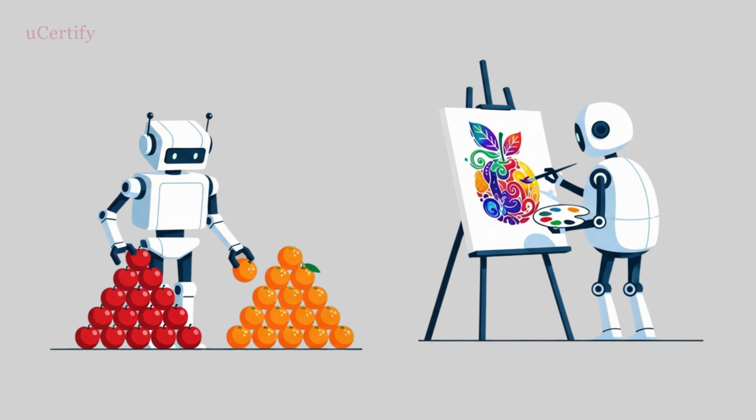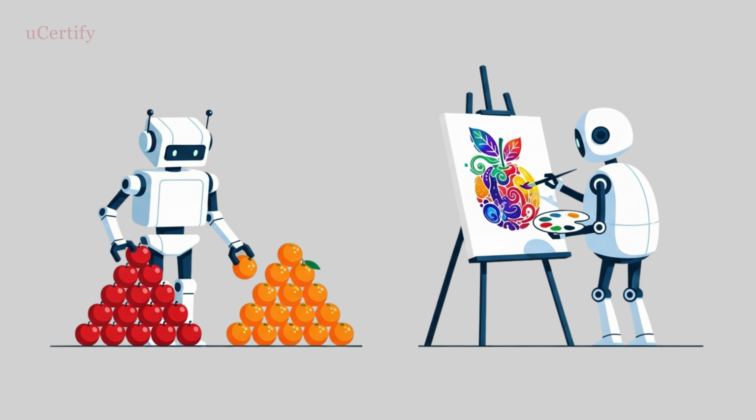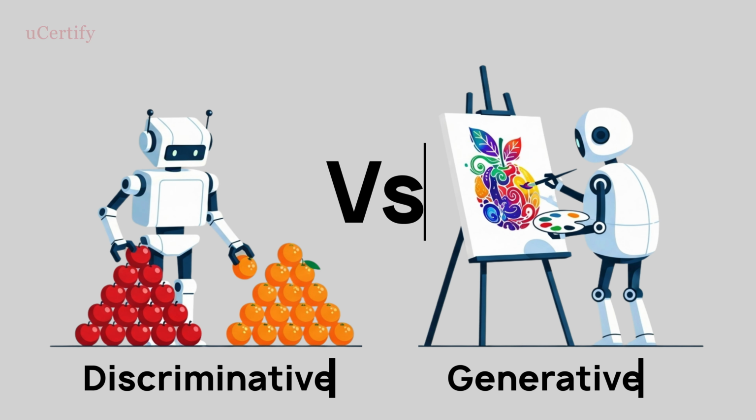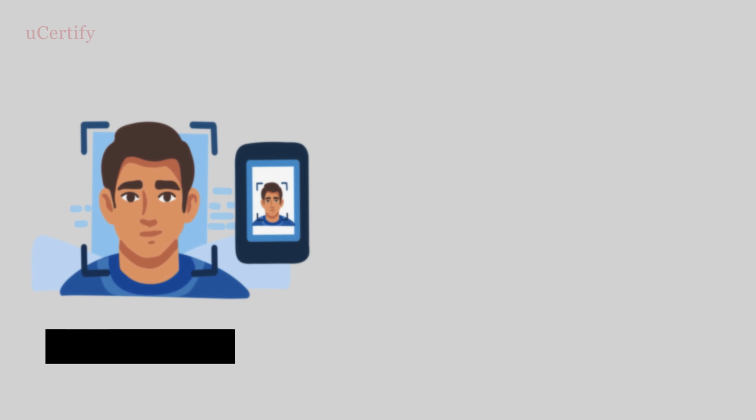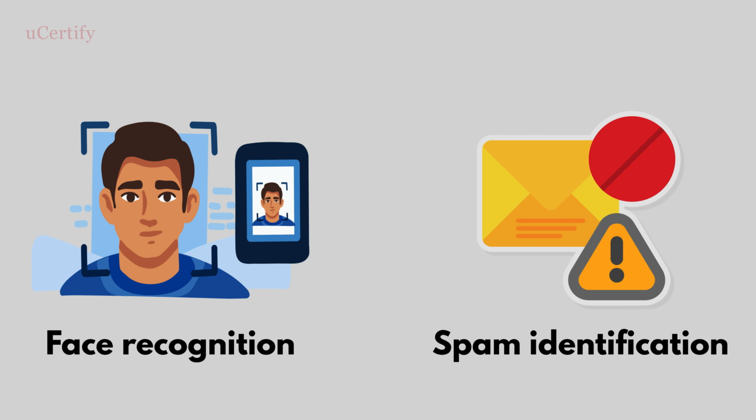In this video, we will learn about two fundamental types of AI models, those that categorize and those that create. We'll uncover the core difference between these two powerful approaches. For a long time, AI was mainly about classifying what already existed, like recognizing faces or identifying spam.